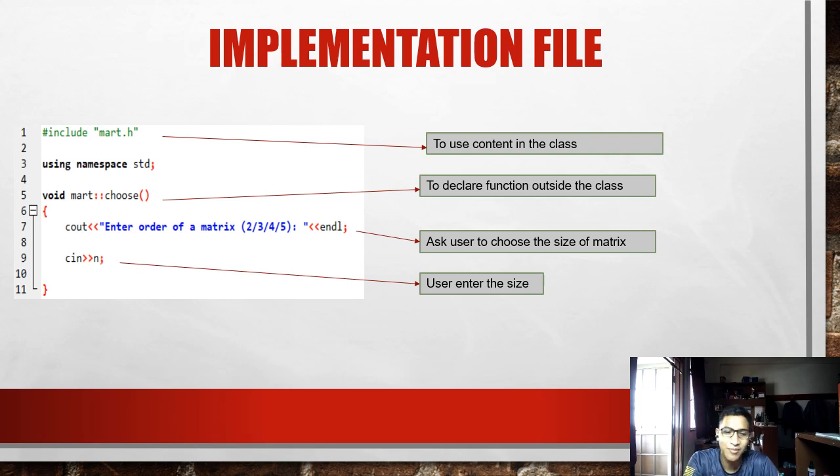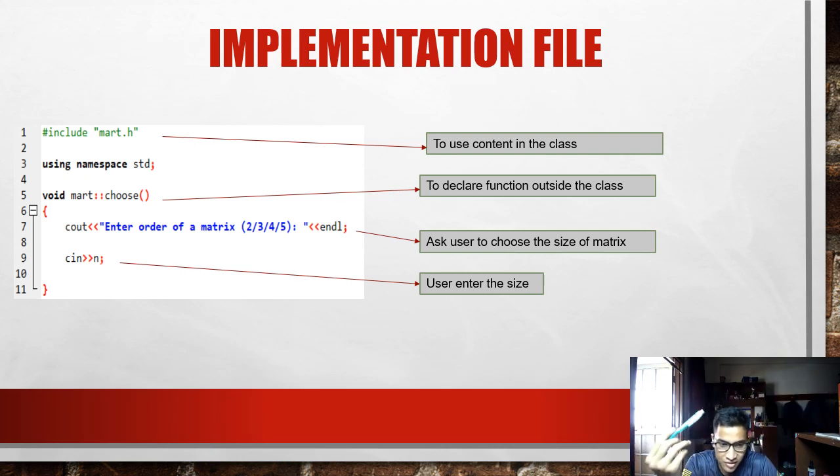Next, the implementation file. Oh, I'm sorry. The header file is the file of the class. The implementation file is the file of all the functions. Then #include Mart.h to use the content in the class. Next, using namespace std, the same, to use cout and cin.